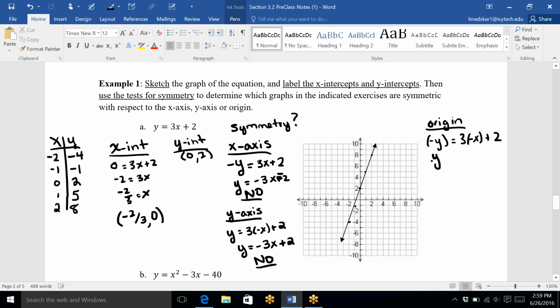That would be -y equals -3x plus 2. I would divide everything by -1. And again, everything looks good except for that -2 at the end. So this one doesn't look like it has any of the symmetries we were talking about. So no symmetries that we were concerned with, intercepts, and the graph.